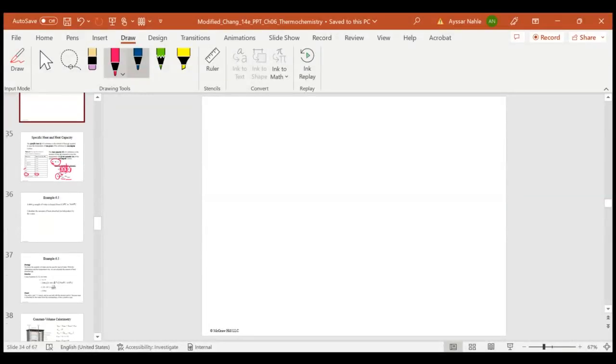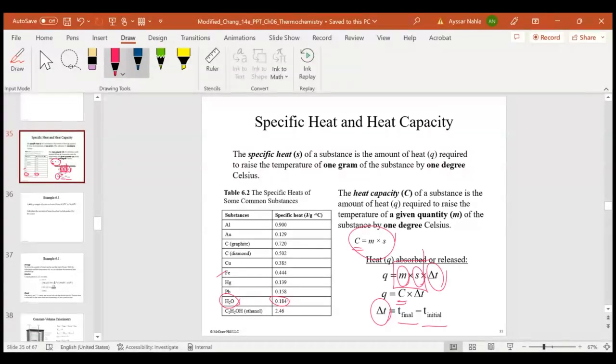Okay, so that's regarding the specific heat. Now, the fire brigade, you know the fire brigade? If there is any fire, what do they do? They use what? Water. Why do they use water? To turn down the fire. Why? Because the specific heat is very high.